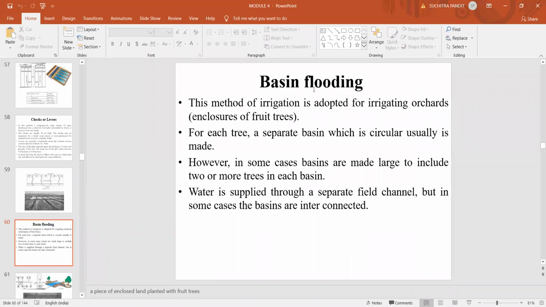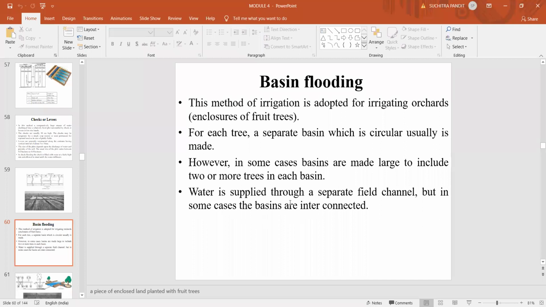So next is the basin flooding method. This method of irrigation is adopted for irrigating orchard crops or fruit trees, like mangoes. For each tree, a separate basin is created, which is generally circular in shape. However, in some cases, basins are made large to include 2 or more trees in each basin. So basically, a basin is created around the plant and water is supplied directly to the basin. And in some cases, the basins may be interconnected.